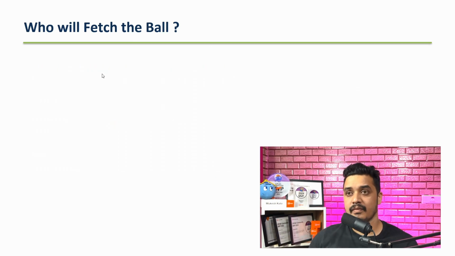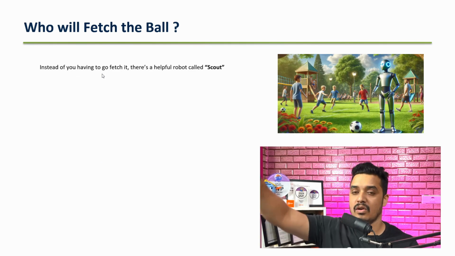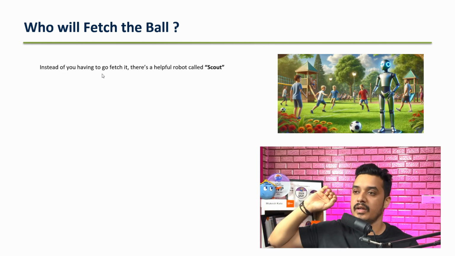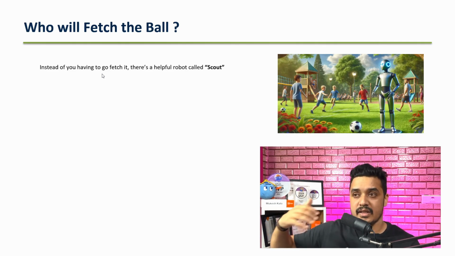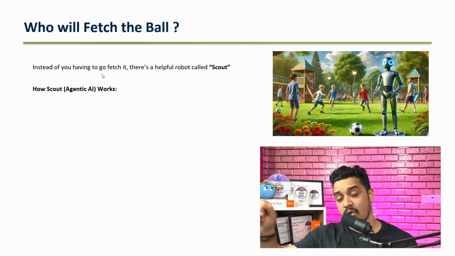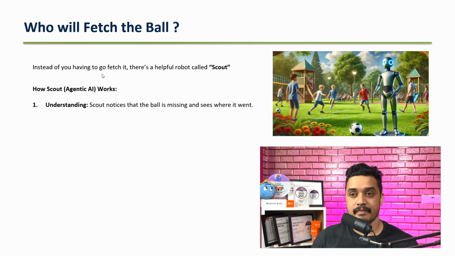What happens is, all the kids get something called a robot. It is a physical robot. Let's name the robot Scout. So whenever something happens, Scout is there to help you, and Scout is an example of agentic AI. Now let's see how exactly Scout will work.